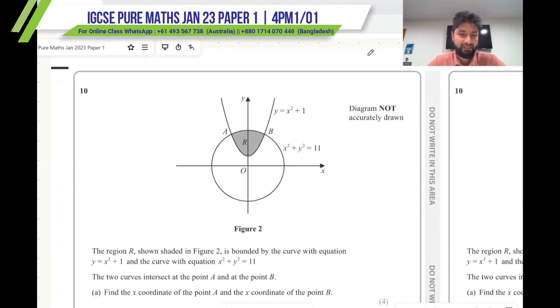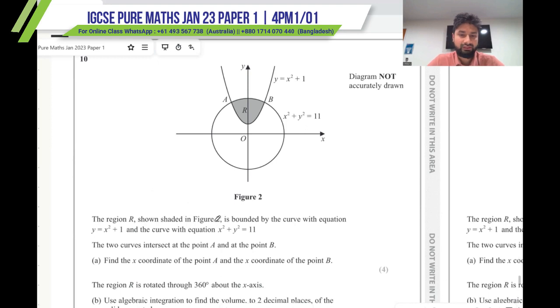All right, in question 10, it says, the region R shown shaded in figure 2 is bounded by the curve with equation y equals x square plus 1 and the curve with equation x square plus y square equals 11. So that means they're talking about this part which is bounded by this graph and this graph. We can see this graph is on top from R's perspective, and y equals x square plus 1 is on the bottom from R's perspective.